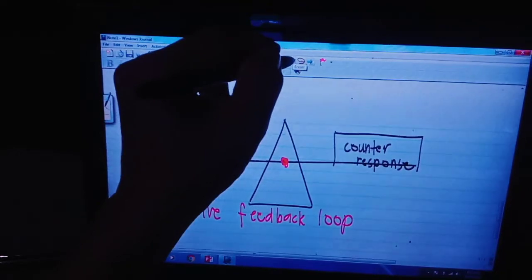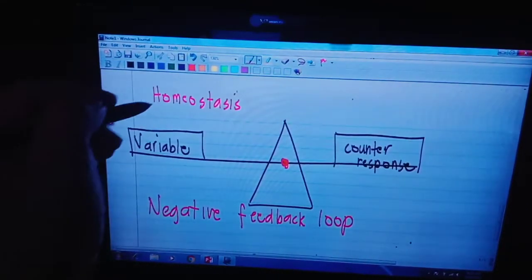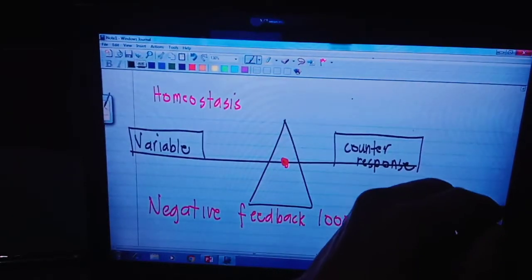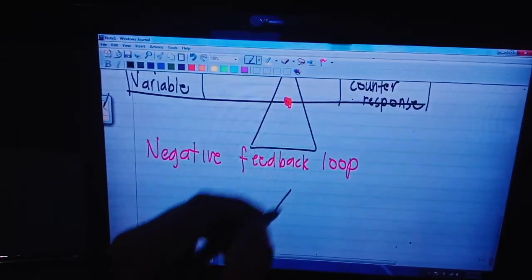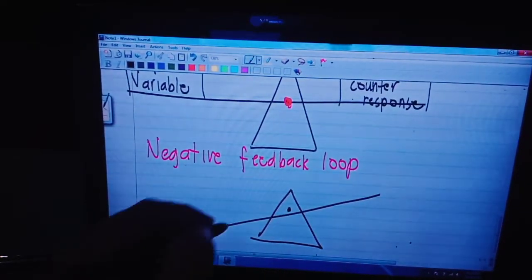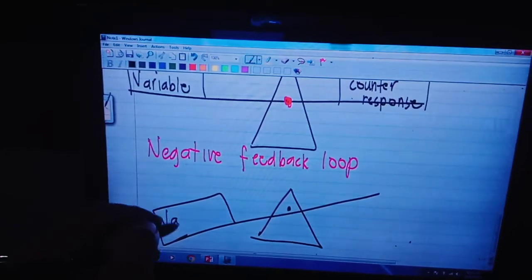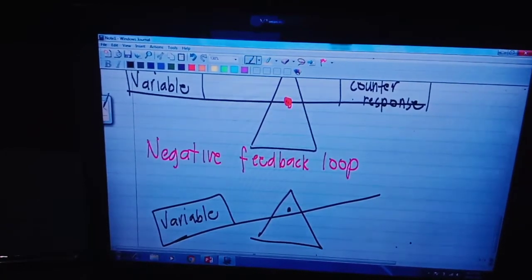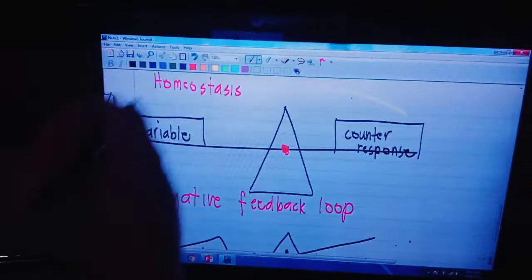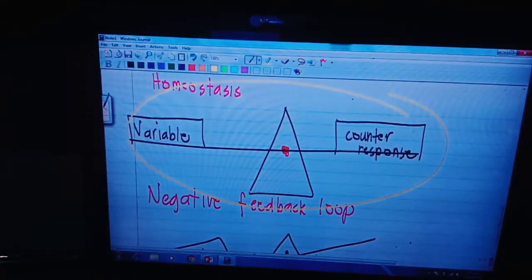Kapag may sudden change or merong stimulus, ang mangyayari dyan, isipin nyo na lang para mas madali. Pantay ba? Hindi. Obviously, hindi. Tabingi. If there's a stimulus, there's a change, na-detect ng receptor natin. Pag negative feedback yan, laging may counter response. Kapag naibalik niya in the normal na ganitong state, that's a negative feedback loop, which is good sa katawan ng tao.